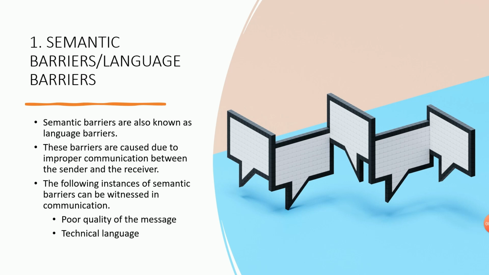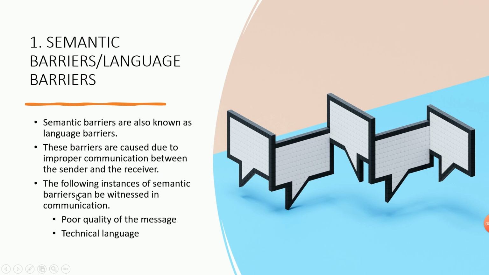So first comes the semantic barrier. Semantic means here we are discussing language, so it is also known as language barriers. They have mentioned these barriers are caused due to improper communication between the sender and receiver. Please note, the language barrier might also denote the difference in language, but here the language sense is mostly given importance to the content related, not the literal meaning of language. So they are caused because of the improper communication between the sender and receiver.